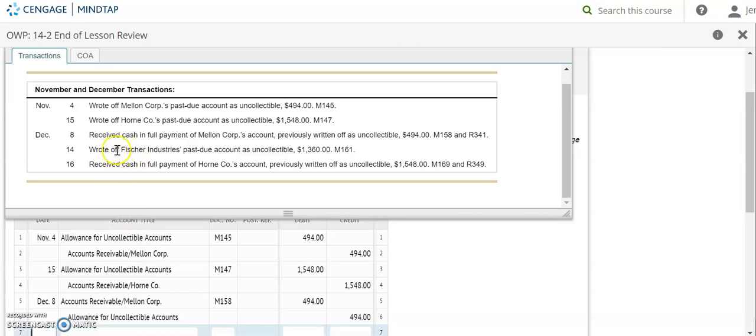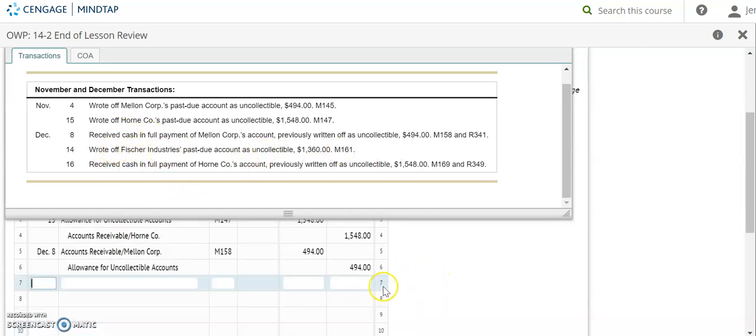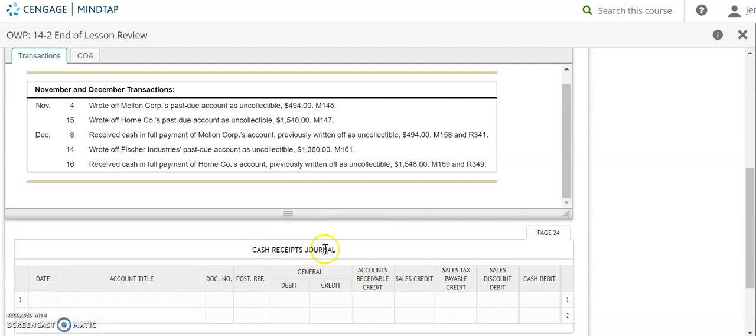Okay, now the second part of that transaction is recording the actual cash. So now I'm going to scroll down to my cash receipts journal. The date is December 8th. I like to put in my cash debit first. So the amount of money that I'm receiving is $494. So that's my cash debit. And then I'm going to put in who I received that money from.